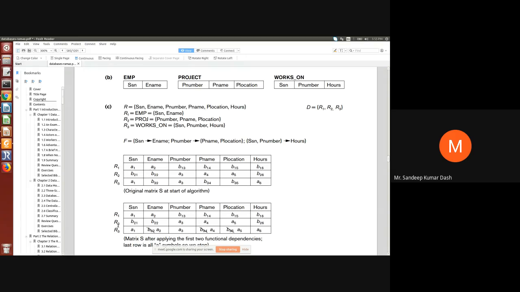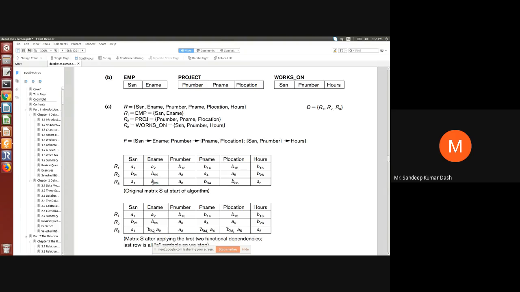Now I check the second row, R2: B21, B22, A3, A4, A5. Here there is only one combination, that means A3, A4, A5: P number, P name, P locations. These are already A. Okay, so whatever attribute present in relation R2, they are already A. So nothing I can do with these three. Okay, now come to the third row. It has A1, A3, A6.